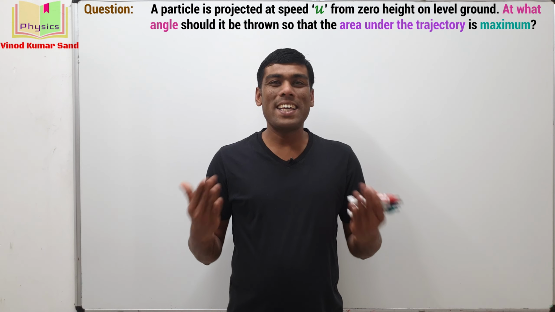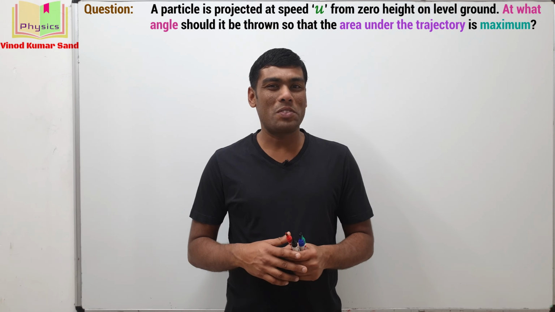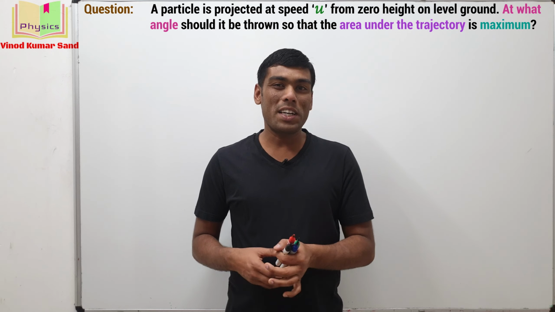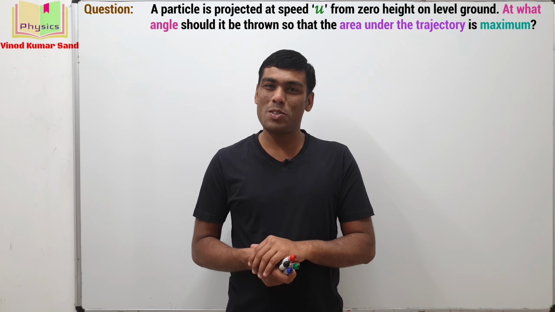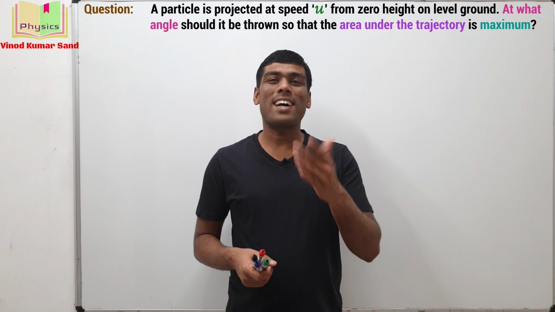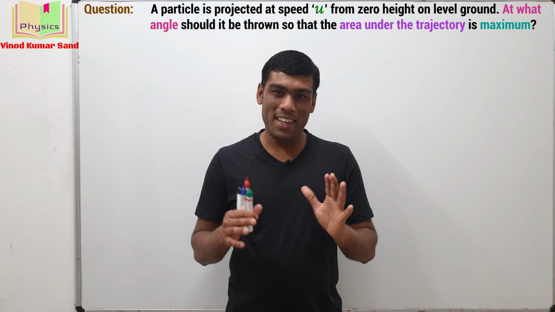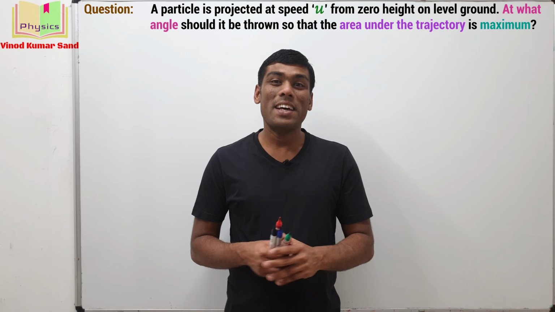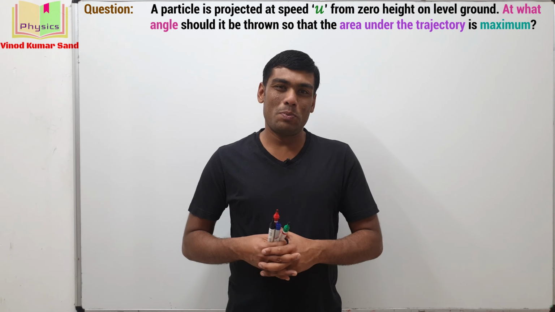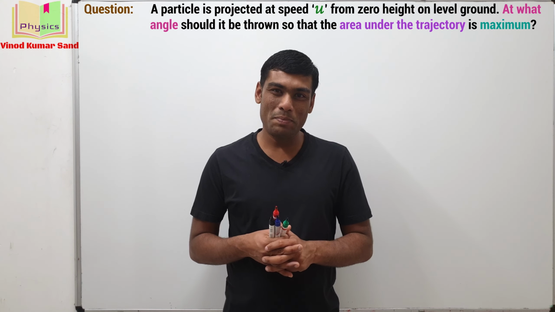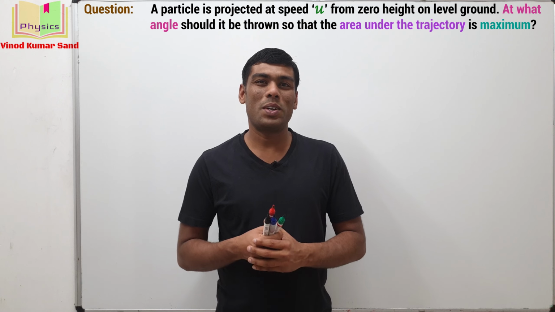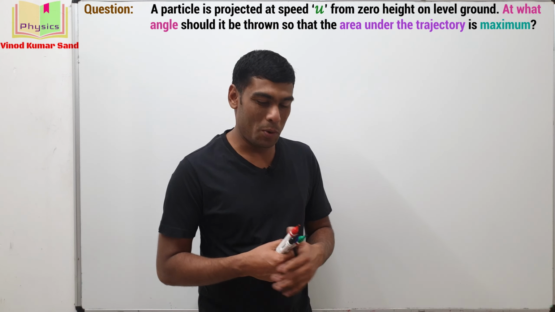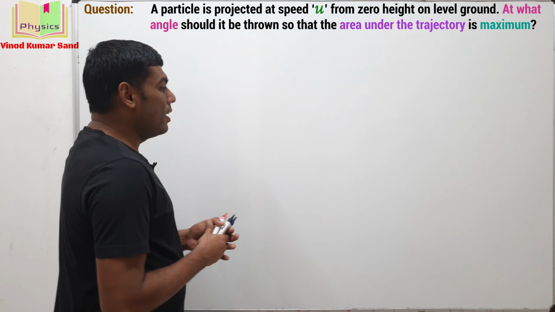Hello everyone, here we have an interesting problem of projectile motion. At what angle must this particle be projected so that the area under the trajectory is maximum? I request you to post your opinion in the comment box, and I am doing the detailed solution over the board. The concept is simple.